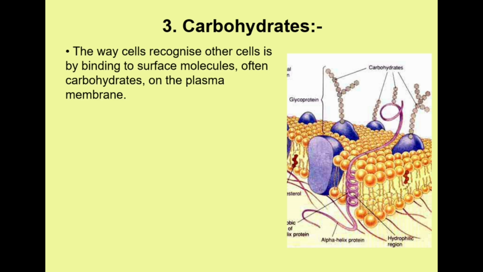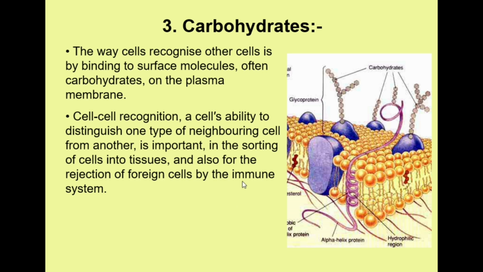Just to finish off this section, we can have a look at carbohydrates. And carbohydrates only make up a really small amount of molecules that we find within the membrane, but they do have some important functions. So the way cells recognize other cells is by binding to surface molecules. And those molecules will often be carbohydrates. And we can see some here attached to these proteins. Typically, they can be transmembrane or peripheral proteins. So we'll have these carbohydrates attached to make those glycoproteins.